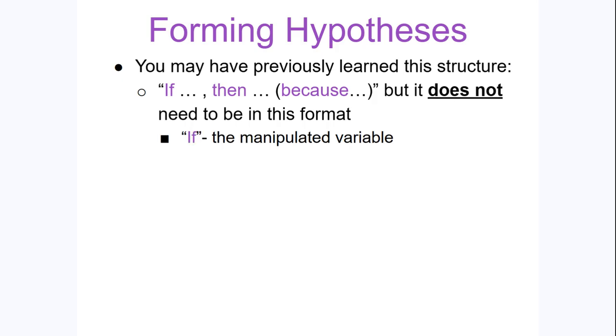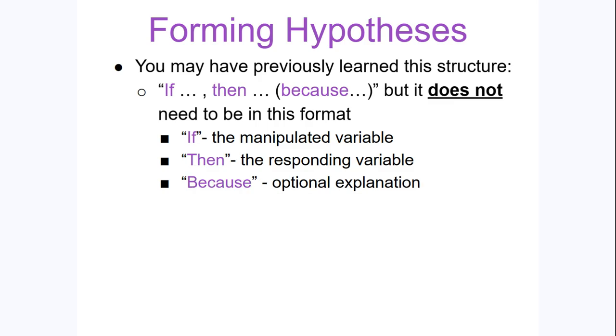The if is the manipulative variable, right? So this is the independent variable. It's what we're changing throughout the experiment. The then is the responding variable. So this is the dependent variable. It's what we measured. It's what responded to what's being changed. The because is an optional explanation.